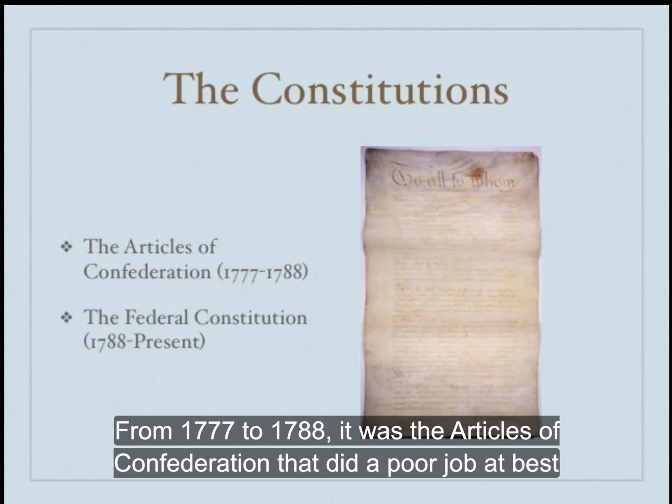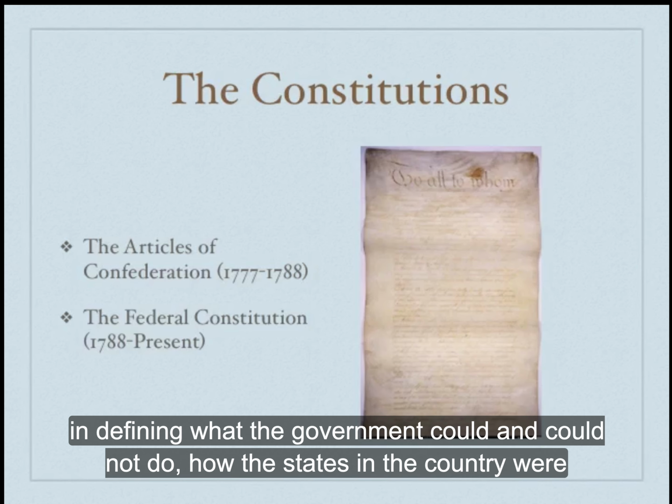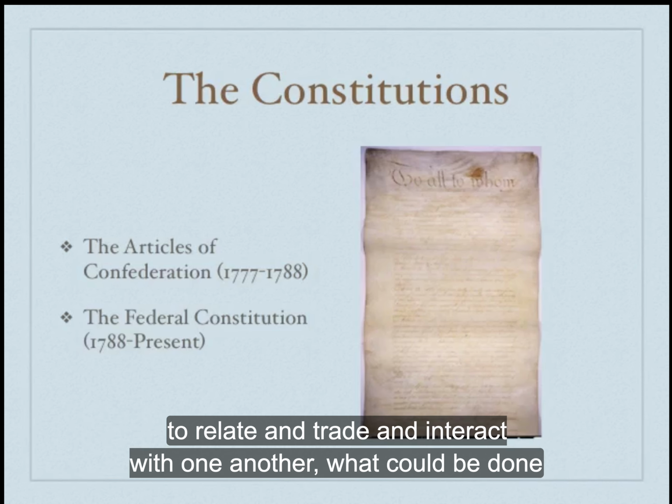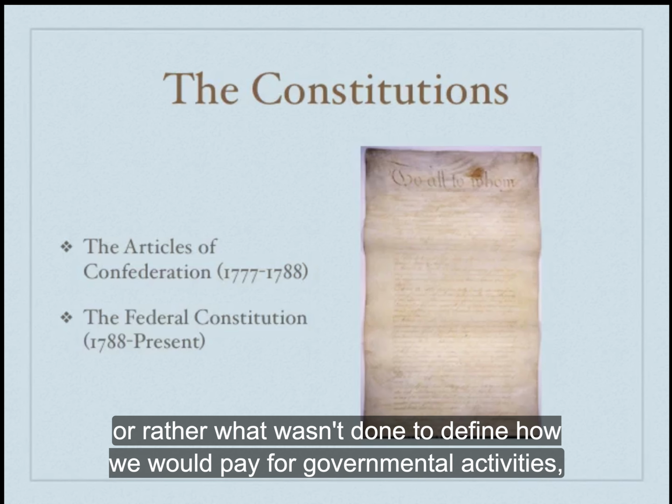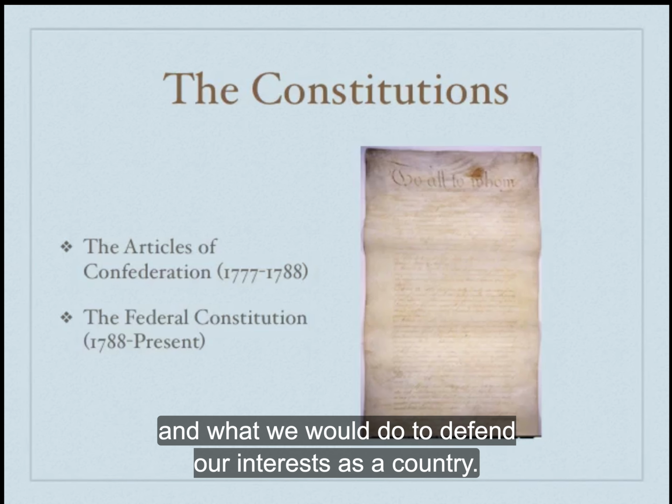From 1777 to 1788, it was the Articles of Confederation that did a poor job at best in defining what the government could and could not do, how the states in the country were to relate and trade and interact with one another, what could be done, or rather what wasn't done to define how we would pay for governmental activities and what we would do to defend our interests as a country.